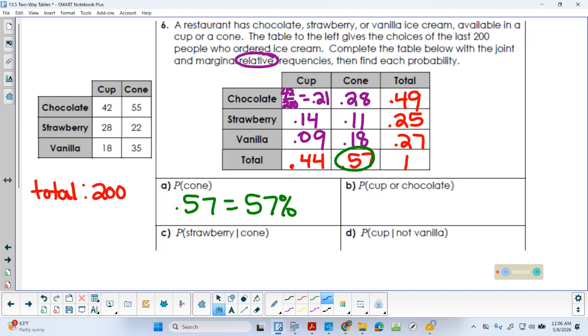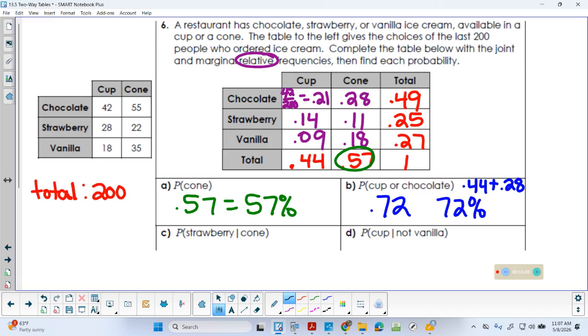Okay, B. What's the probability that it's a cup or chocolate? So I had to take the total for the cups and write it here, and any of the chocolate stuff. But hang on a sec. When I go to look at the chocolates, am I going to add another 0.21 in here? No, because I already have that in the total for the cup. But I also need the 0.28. Okay, add that up. What do you got? 0.72, or if you like a percent. So just be careful, of course, when you're adding.